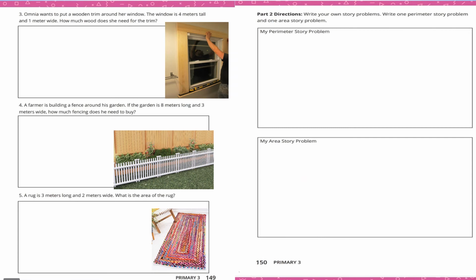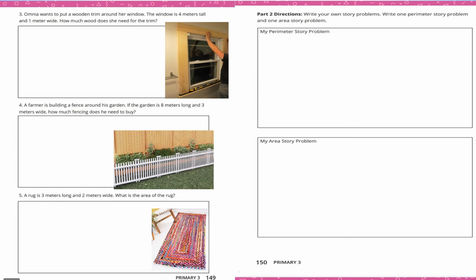Number 3, Umniya wants to put a wooden trim around her window, like this in the photo. The wooden trim around the window. The window is 4 meters tall and 1 meter wide. So the window is in the shape of what? We have 4 meters tall and 1 meter wide. So we have a long side and a short side. This is a rectangle. Yes.